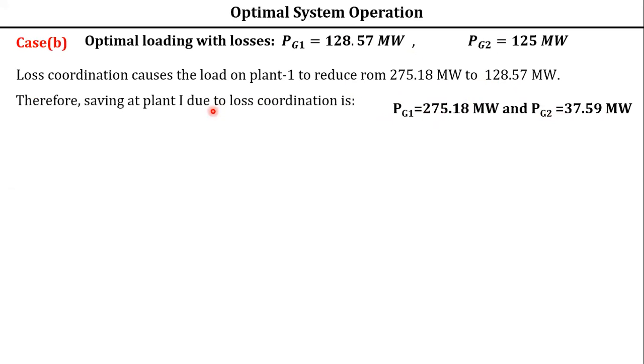Now, therefore, what is the saving at plant 1 alone because of this loss coordination? First you should get the cost. What is the unit of cost? You have to get the unit of cost in order to determine the savings. Savings means it is cost, isn't it? So what is the unit of cost? It is rupees per hour. Tushar has given that answer. So how to get this?